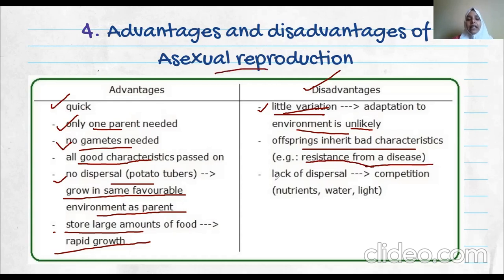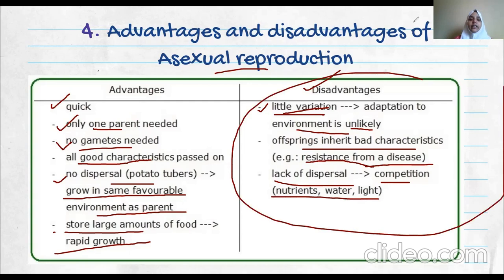And lack of dispersal, as I told you, causes overcrowding of the plants, because the parent plant is there and the offspring also start growing over there only. So there is competition. The parent plant is growing and the offspring also start growing in the same vicinity. So there is competition for nutrients, water, light, all of them are fighting for all these things. So these are the disadvantages of asexual reproduction, and these are the advantages.